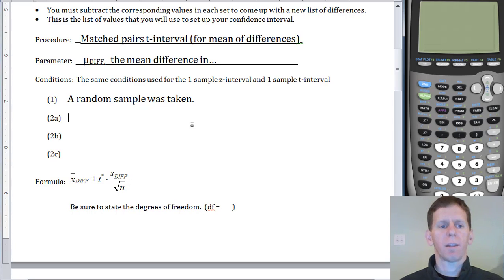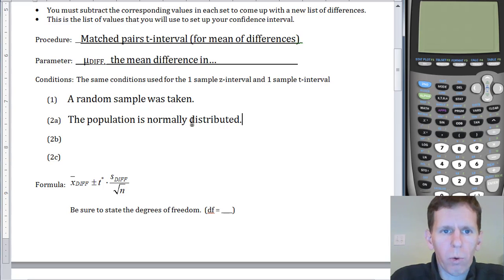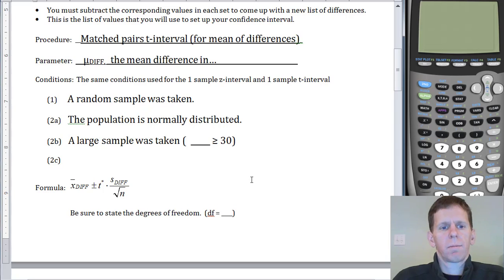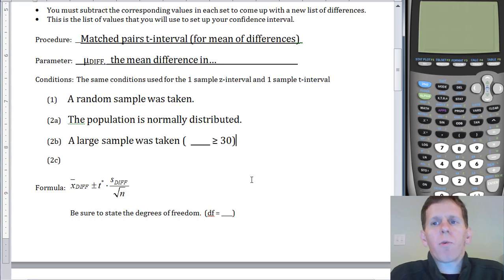Second condition. There are three options here. Option number 1, the population is approximately normal. Look for the word normal in the problem, approximately normal. That's kind of what we're looking for. So if the population is normally distributed or approximately normally distributed, we can continue. If it doesn't say that, second option, sample size is large. Again, we're looking for a sample size that's bigger than 30. So if that's the case, say a large sample was taken and state what that number is, and that it is bigger than or equal to 30.